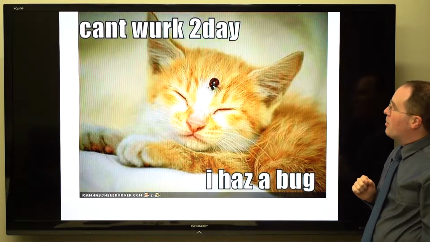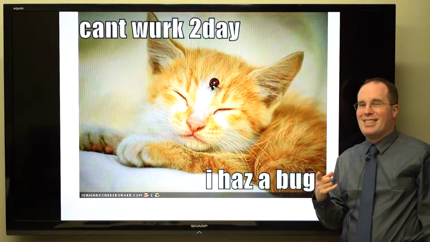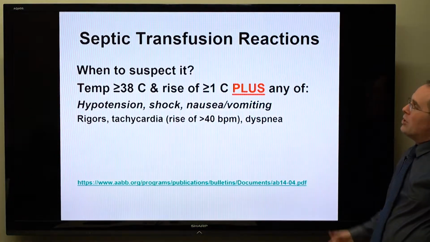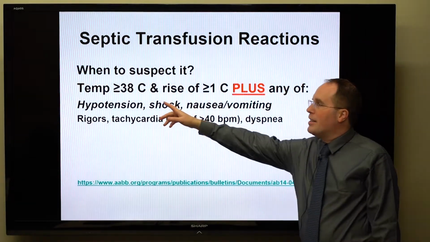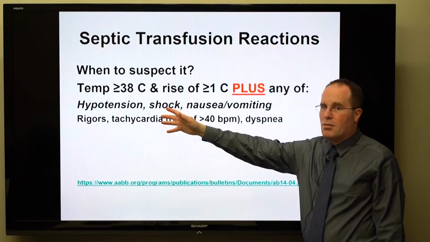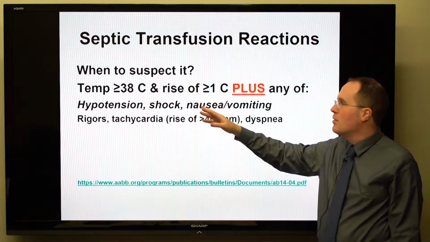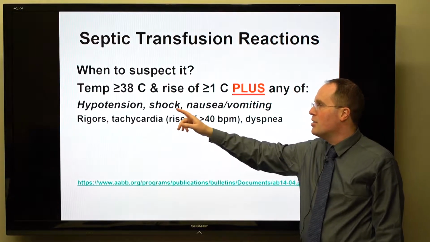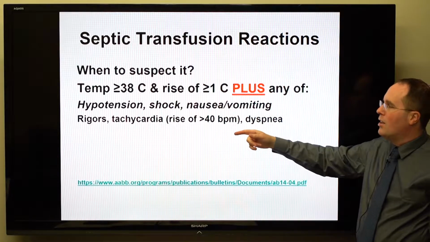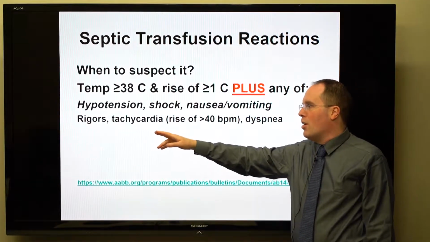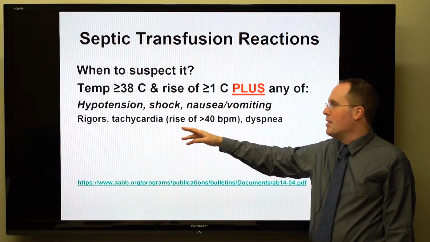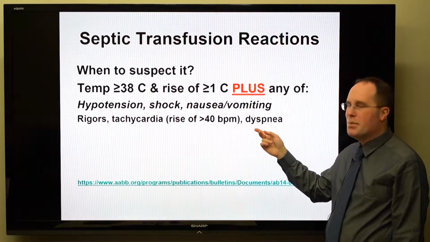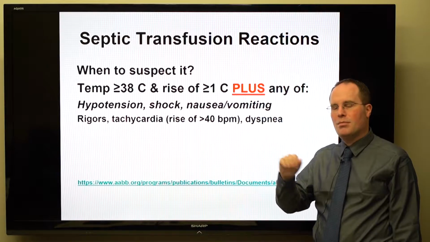And now we're going to talk about bugs. This is septic transfusion reactions. So when should we suspect this? Well, I think about it when the temperature gets pretty high in patients who can mount a fever, and it's usually accompanied by something like hypotension, shock, nausea, or vomiting, among the most common manifestations, or rigors. Now we're getting less specific: tachycardia, defined as a rise of at least 40 beats per minute, or dyspnea. And then, of course, you've ruled out things like TRALI and TACO.